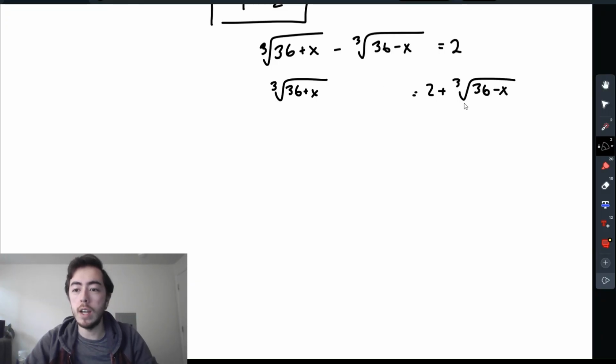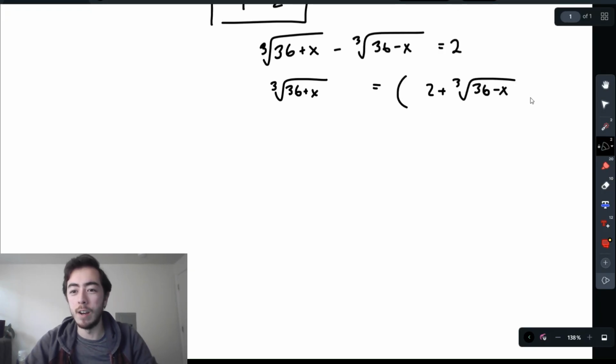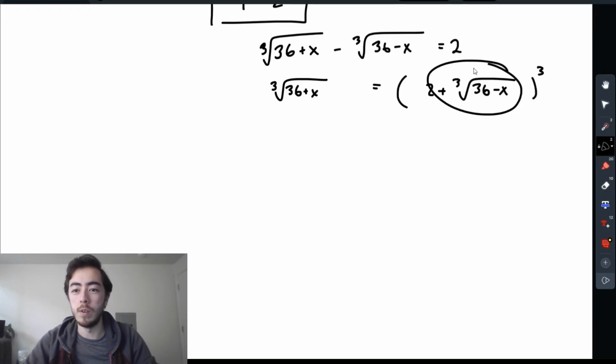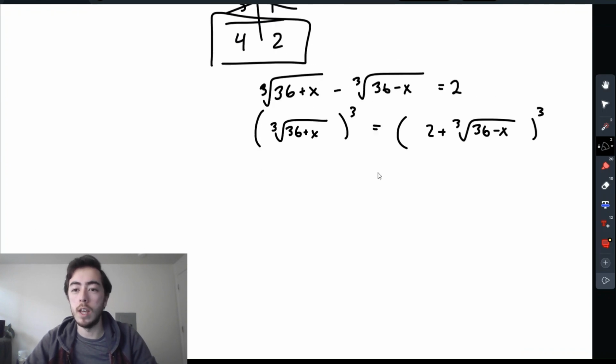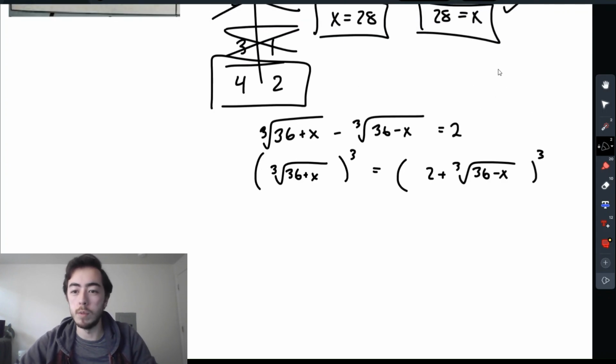Although before I do, I don't really want to cube both sides right now when I have another radical expression that I am cubing. So instead, I am going to do a little bit of a change of variable, or some substitution. I'll just say that a is equal to the cube root of 36 minus x.